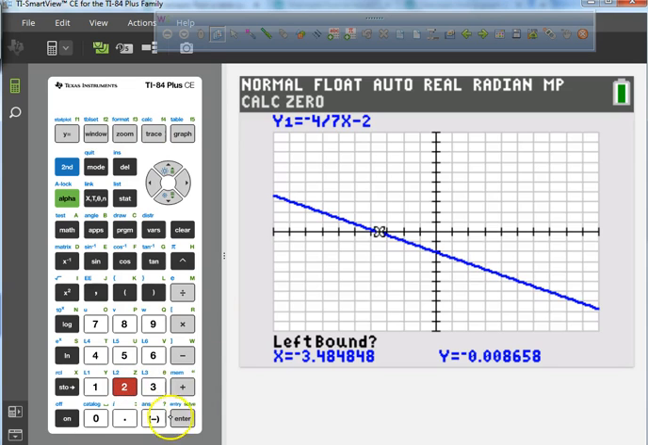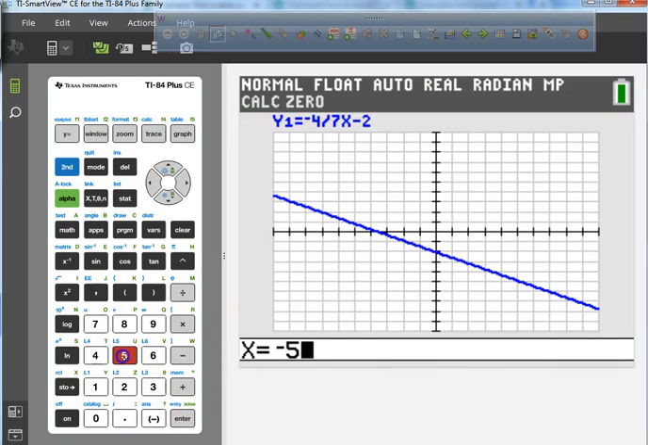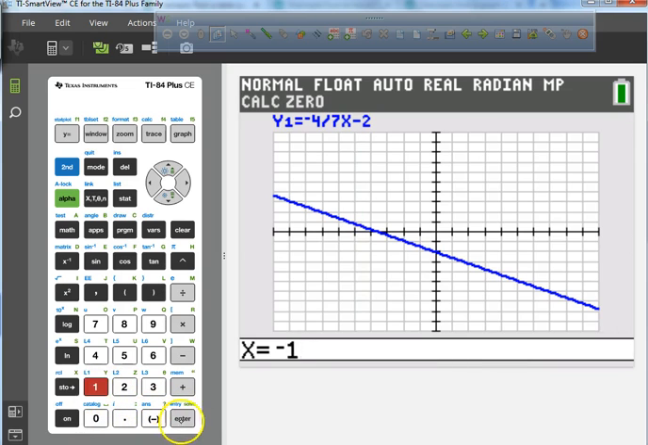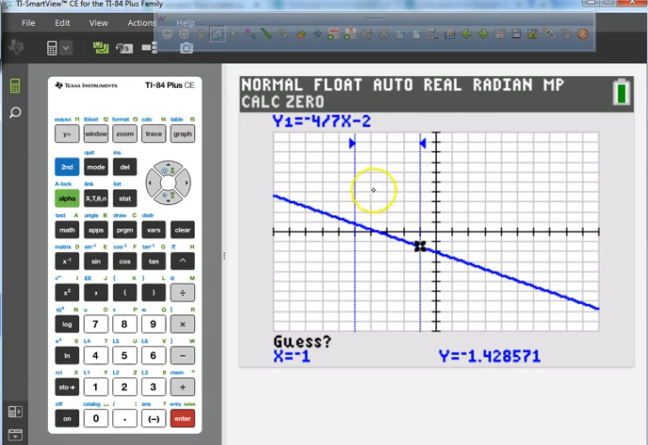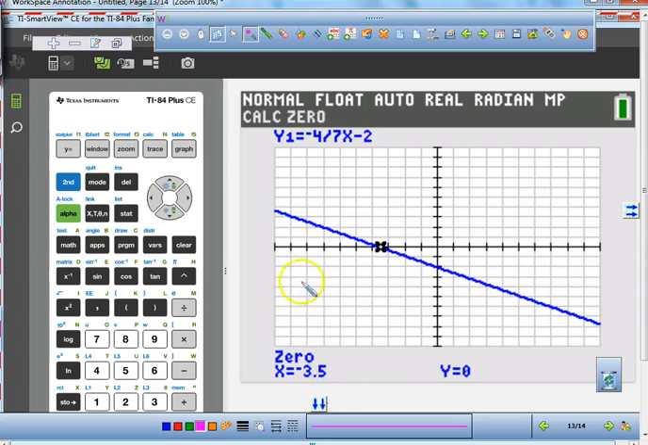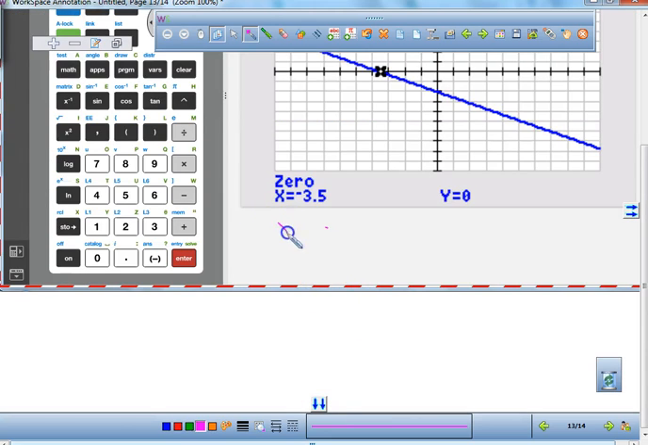And what do you have to establish? A left boundary. What if you put the left boundary at -5 and the right boundary at -1? Is the 0 still located between those boundaries? It is. And it still gives you the same answer. So what are our final answers, everybody? What was our x-intercept? Well, -3.5.